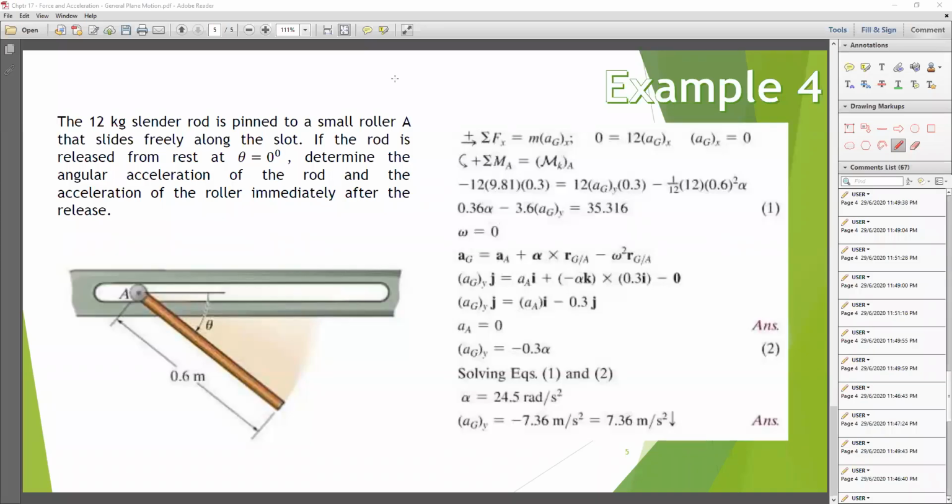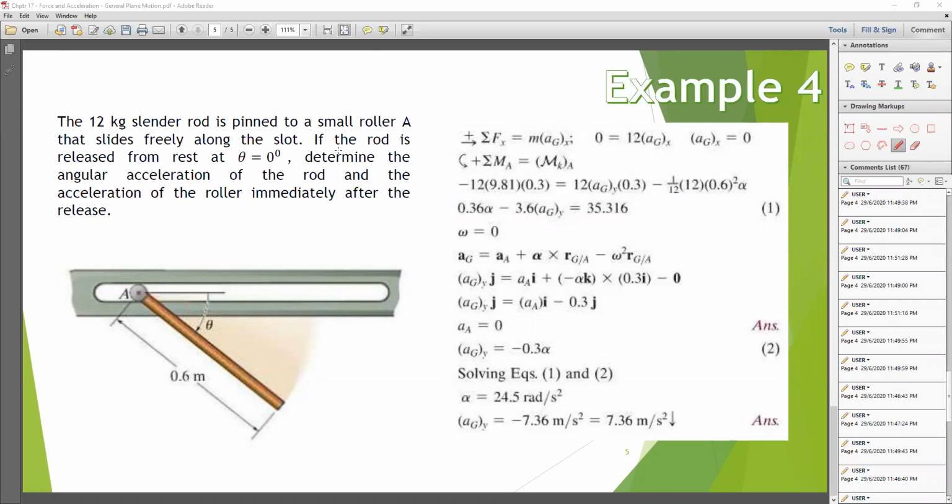Okay, on this example number 4, what we have here is a 212 kg slender rod pinned to a small roller A. It is pinned here, and this particular slender rod slides freely along this particular slot, so it can move left and right.